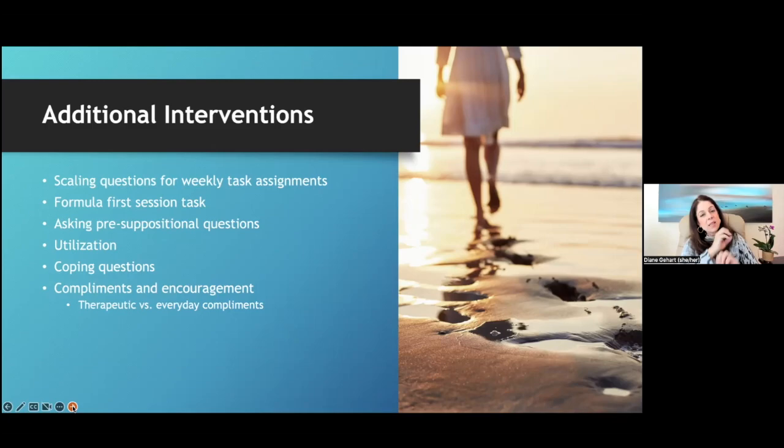Coping questions: how have you coped with this? This is such a painful situation. How have you coped with it all of these years? It's very empathetic. It's very respectful. And boy, you get a nice long list of strengths usually from asking that question.